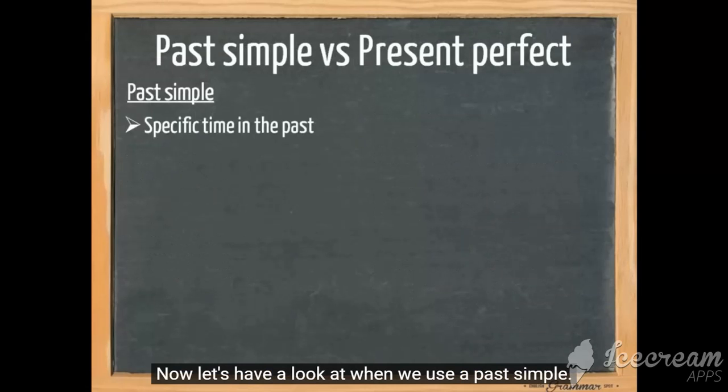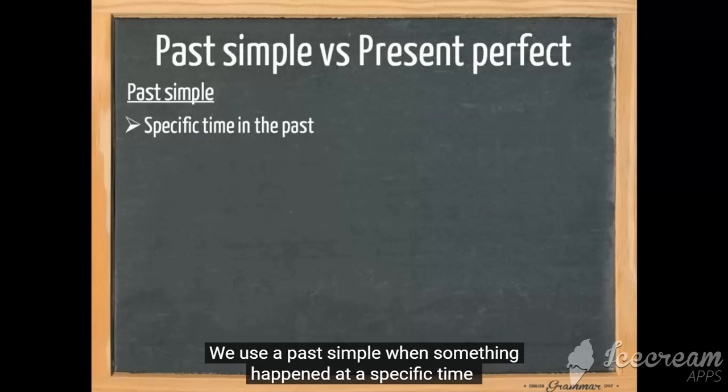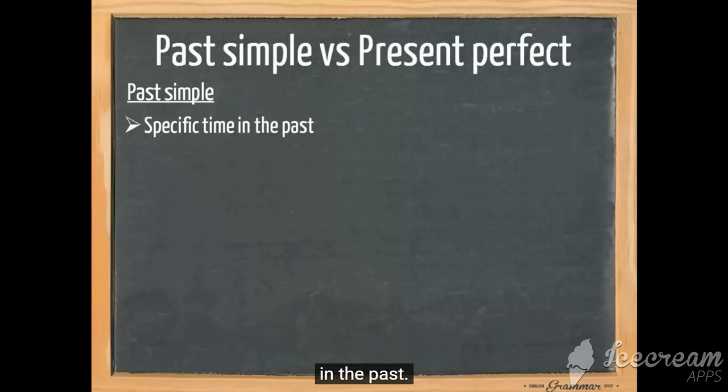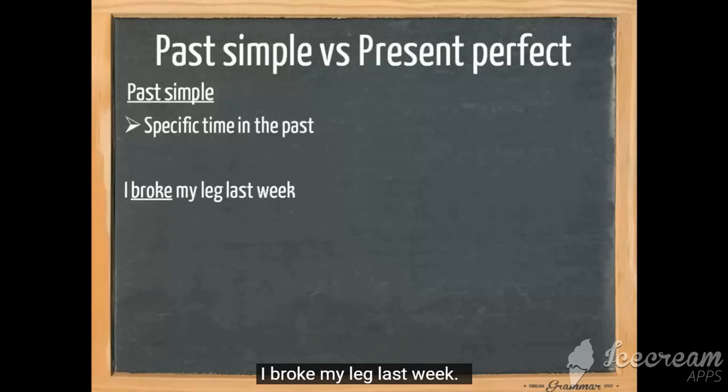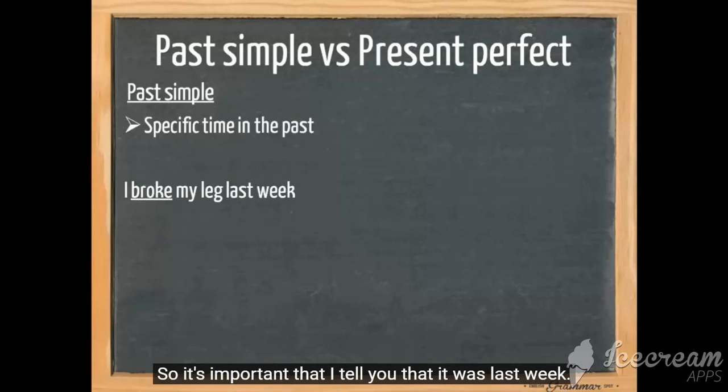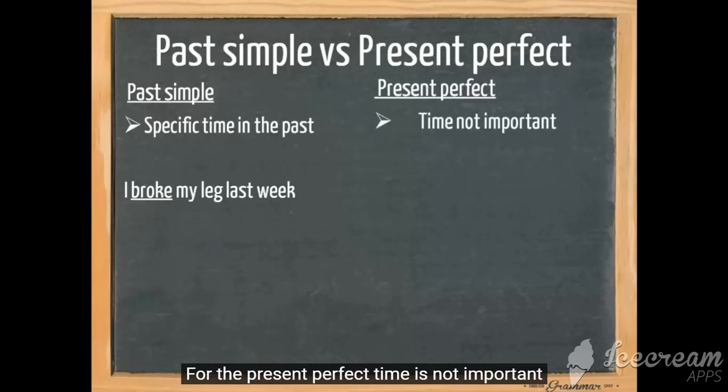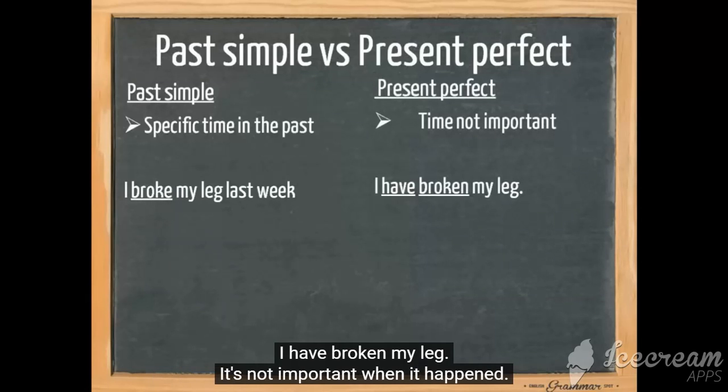Now, let's have a look at when we use the past simple. We use the past simple when something happened at a specific time in the past. I broke my leg last week, so it's important that I tell you that it was last week. For the present perfect, time is not important. I've broken my leg, and it's not important when it happened.